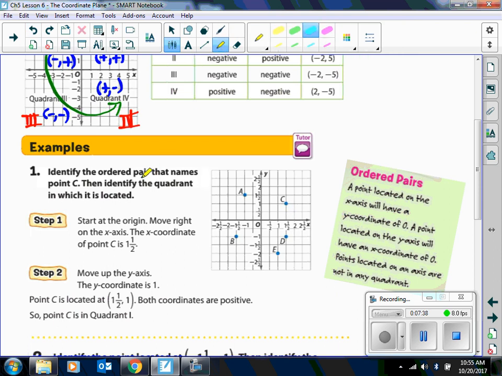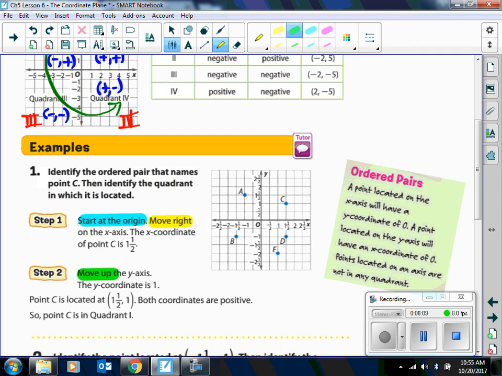Identify that, the first thing we're going to do is start at the origin, and then we're going to move right. Okay? Start at the origin, and then move right. So from the origin, we move right. Now, to get to C, we're going to move up. Does everybody see that? So to get to C, we're going to go to the right and then up.